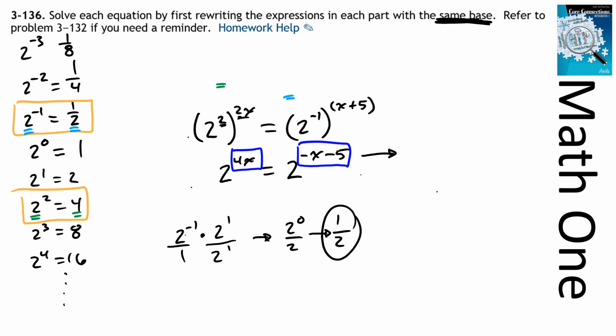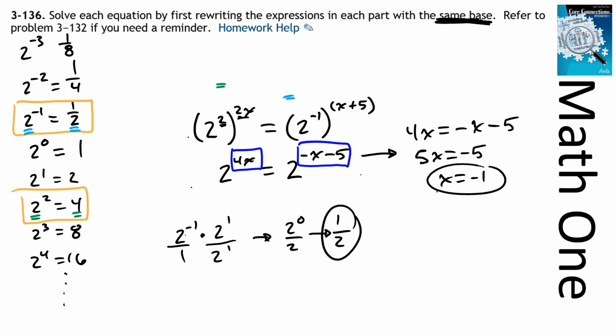So I'll come over to the right here and ask myself, I want these two to be the same. What's the value of x that would make them the same? If I add x to each side, I have 5x equals negative 5. And then I can divide both sides by 5, and I get that x is negative 1. So it turns out if I plug negative 1 into the original equation, I'm going to get the same thing on both the left-hand side and the right-hand side.